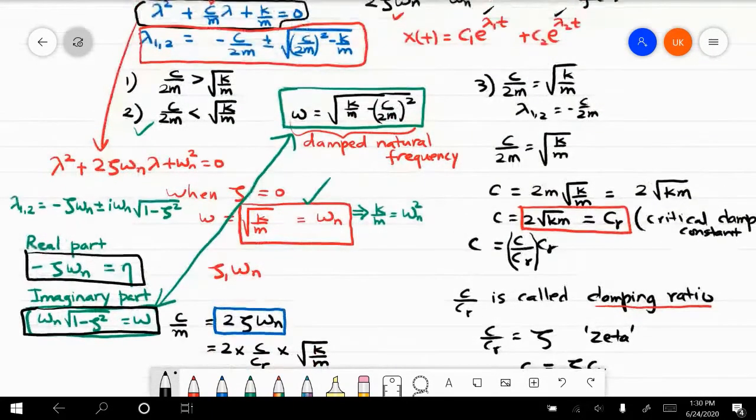And just like we talked about the different scenarios in terms of comparison between c over 2m and square root of k over m, now we can talk about different scenarios in terms of this eta and omega. Okay, so we can talk about the different scenarios in terms of eta and omega. I will not go into those details today.